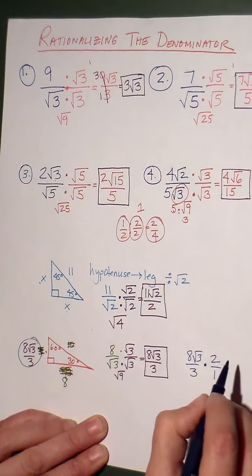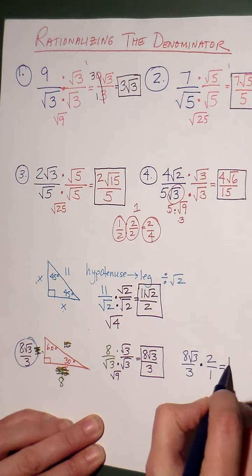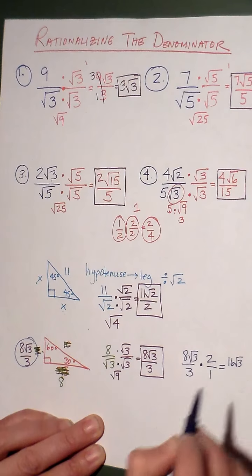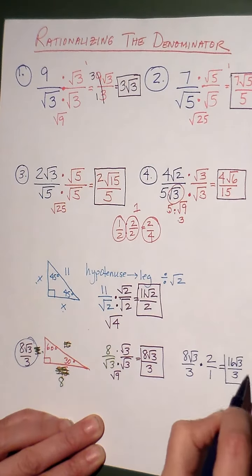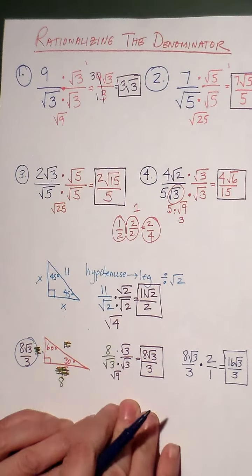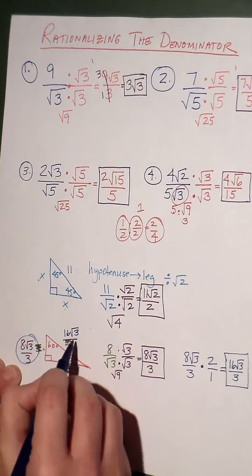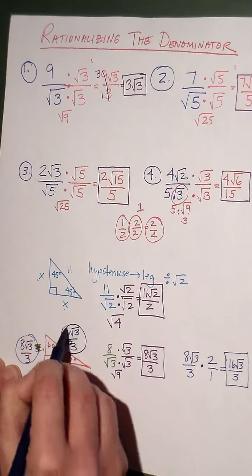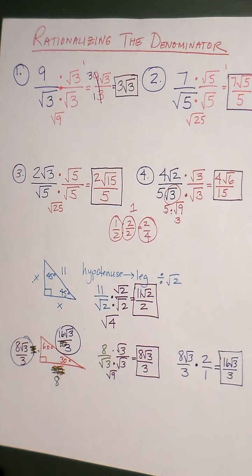What can I multiply together? I can multiply what's outside. 8 times 2 is 16. What's left on the inside? 3. And then 3 on the bottom. And I can't simplify that. That's as simple as it's going to get. So this would be 16 square roots of 3 over 3. And that's how you would apply it to a 30, 60, 90 triangle.